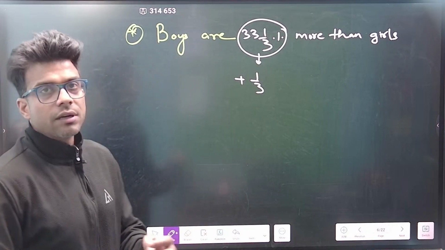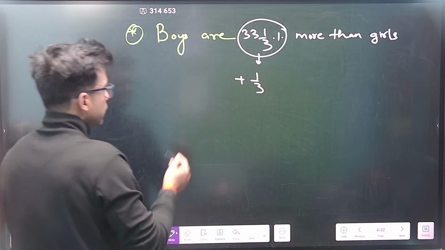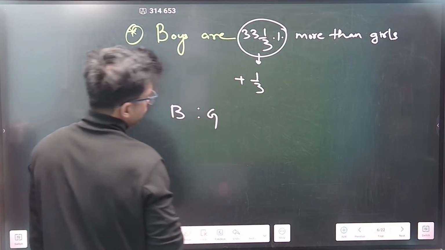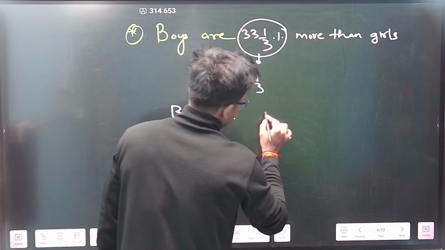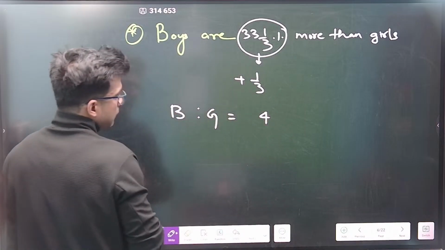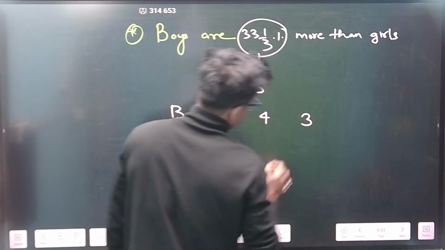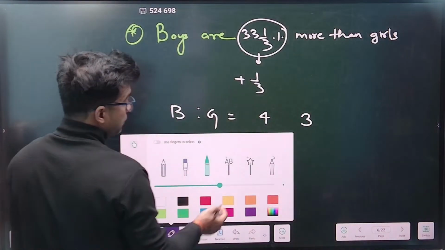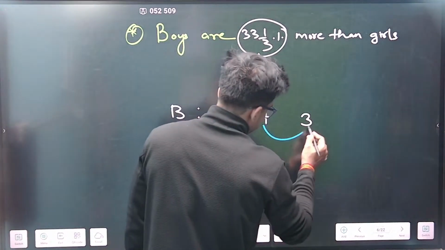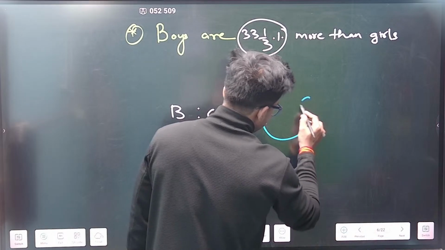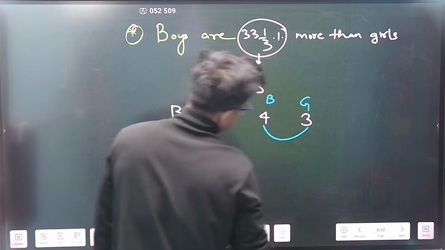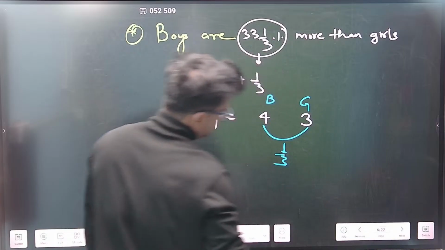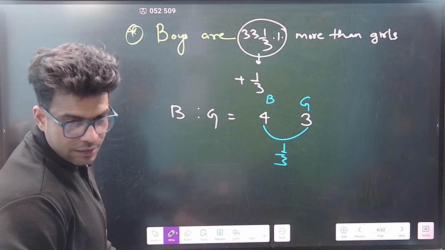Now try to understand, they're saying that boys are more. So the ratio of boys to girls would be, boys are more means boys would be 4 and girls would be 3. Now you can see how the change of 33.33% comes into picture. The difference is of 1 from girls. This is the girls, and this is the boys. From girls, boys is 1 more from 3. You can understand this logically.